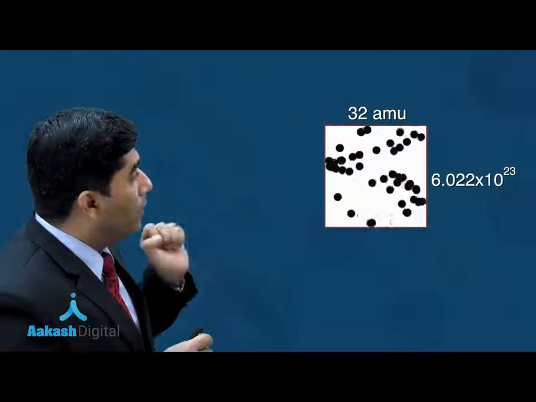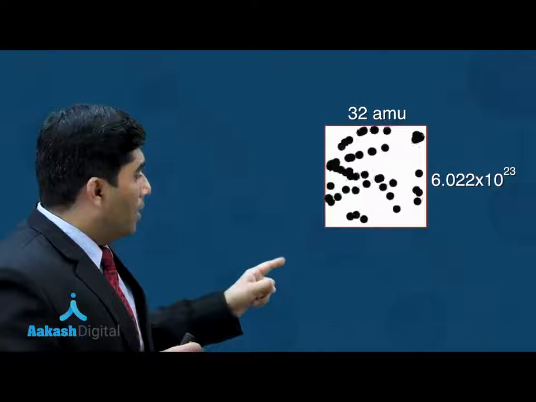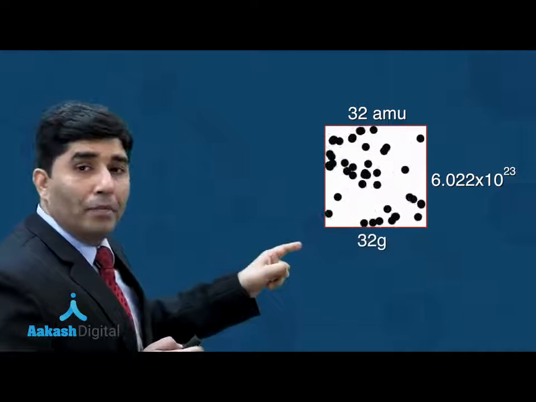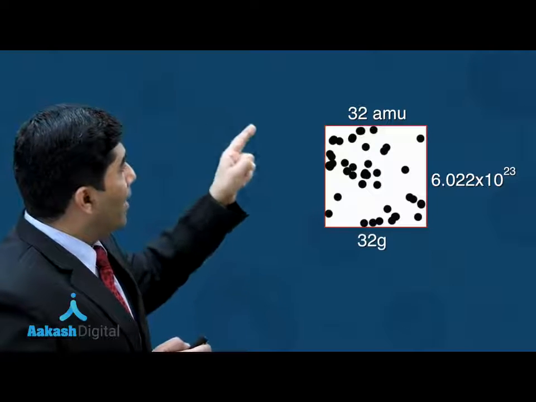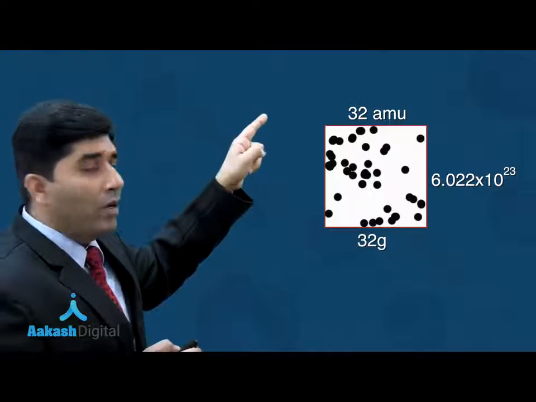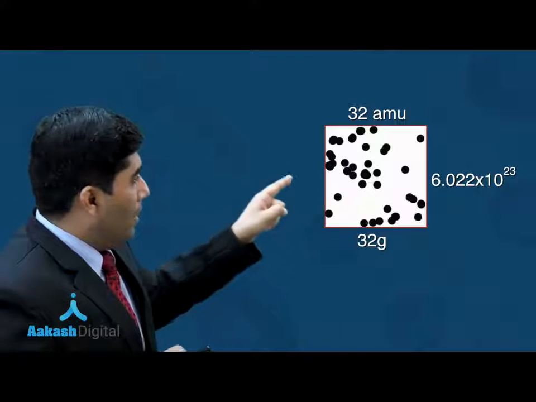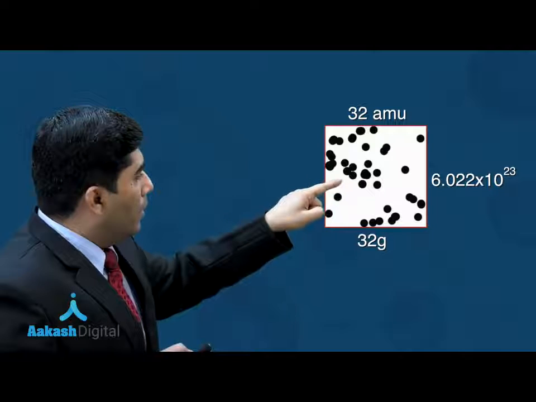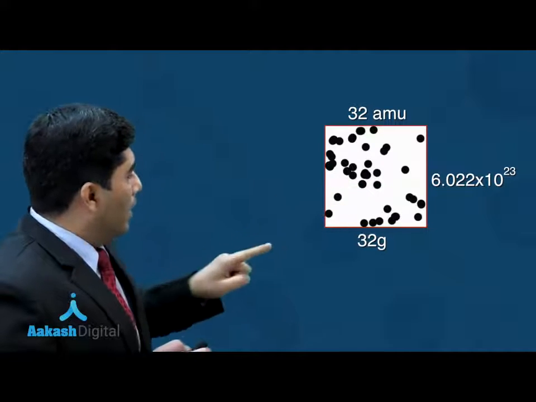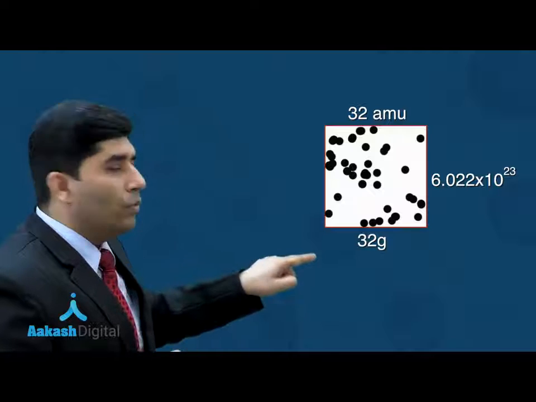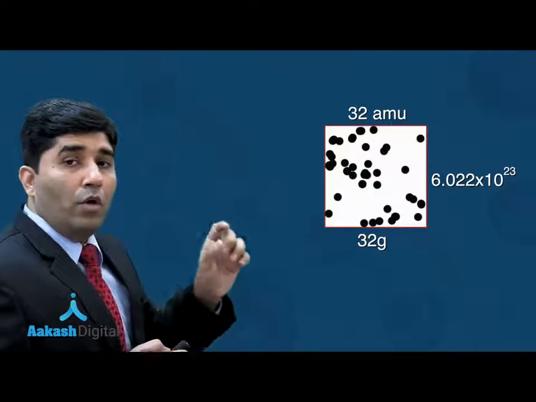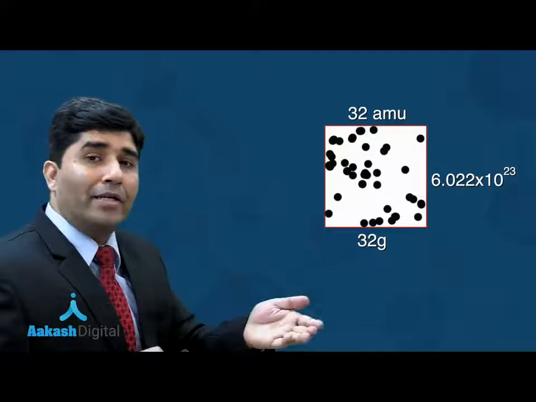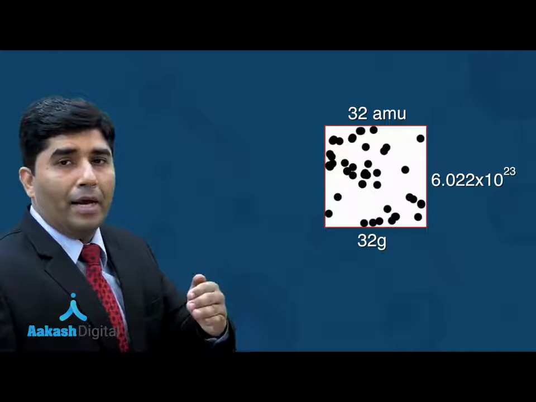6.022 into 10 to the power 23, the total weight becomes 32 grams. It means that if a particle has a weight 32 AMU and you collect it 6.022 into 10 to the power 23 times, it will become 32 grams. So, this 6.023 into 10 to the 23 is the conversion factor between AMU and gram.